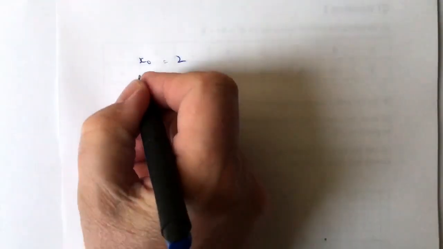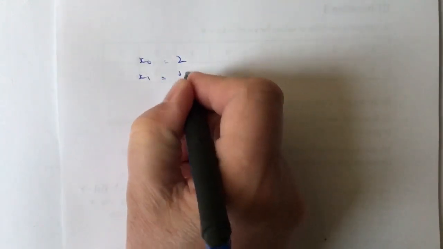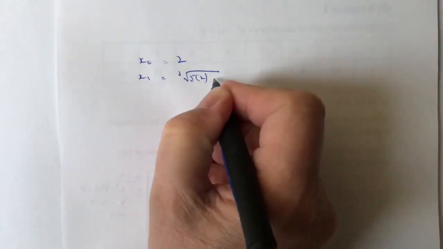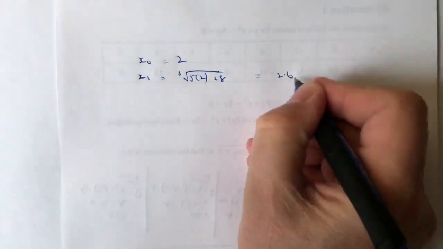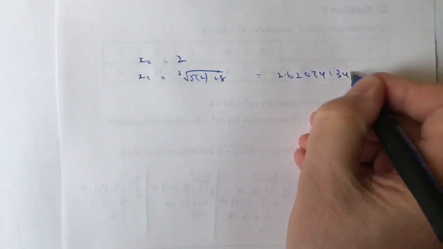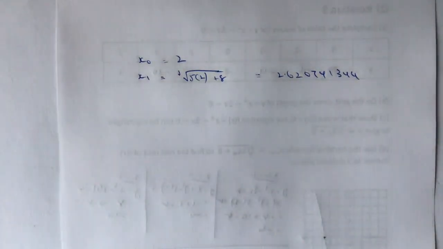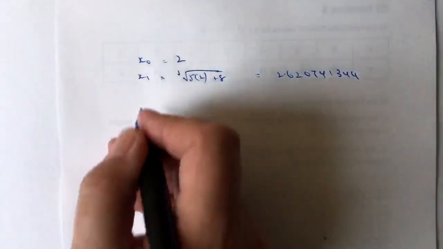Then I'm going to progressively take these values and put them into the iterative formula. So x1 is going to be the cube root of 5 times 2 plus 8, and that's going to give me a value of 2.620741344. Hopefully you can see that it's closest to 2.5. You could have started with 2.5 if you wanted to. It wouldn't have really made much of a difference.